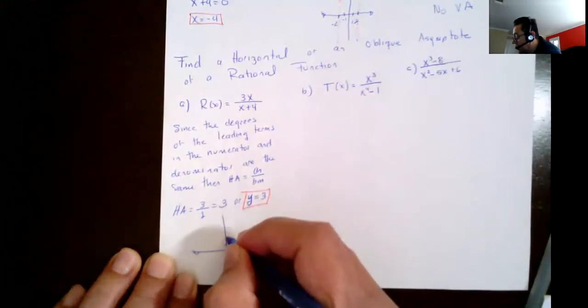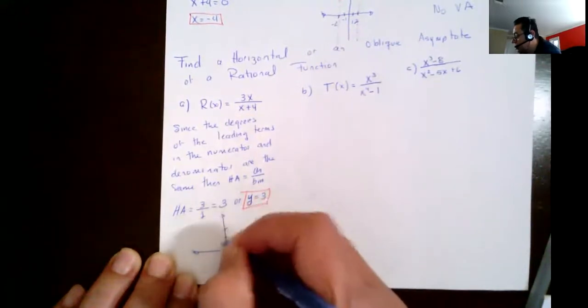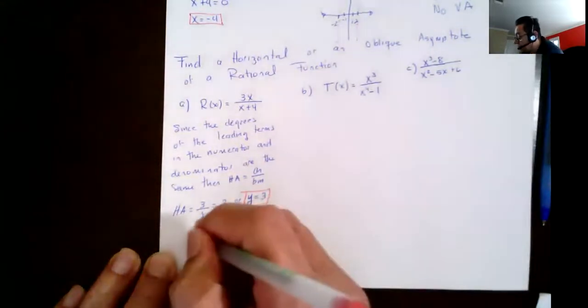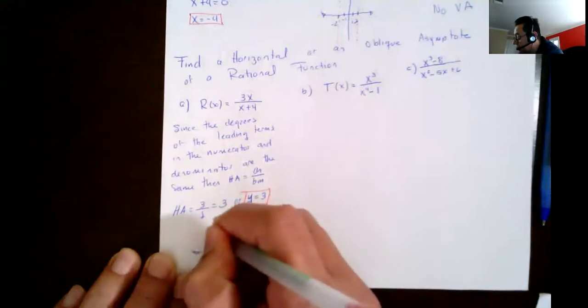At 3, 1, 2, 3. 1, 2, 3. You can draw a horizontal line right there.